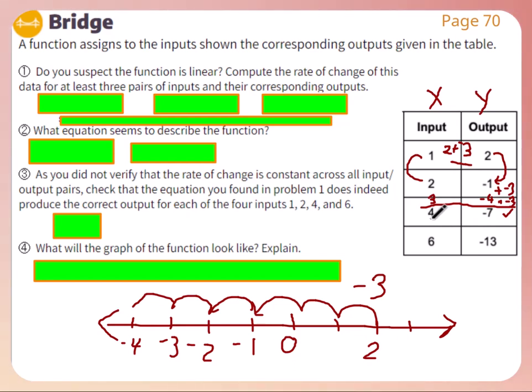All right, now we missed 5, so let's put that row in there. Negative 7 plus a negative 3, or subtract 3, gives you negative 10. And now we can go from 5 to 6, just going up 1 each time. So negative 10 minus 3, or negative 10 plus a negative 3, is negative 13. Okay. So what do you think the rate of change is? What are we changing by each time? Okay, we're changing by negative 3.